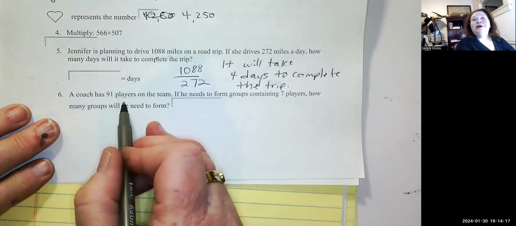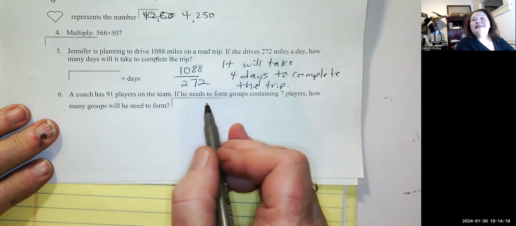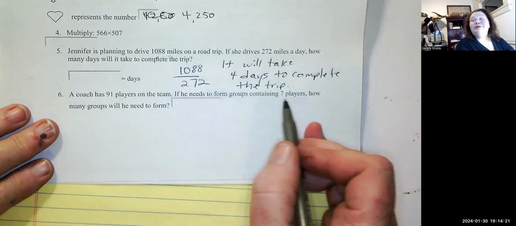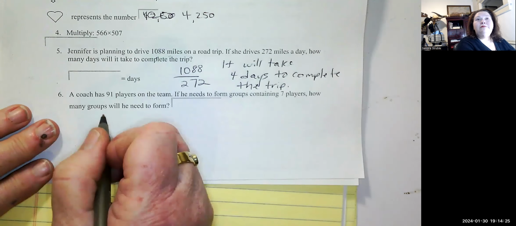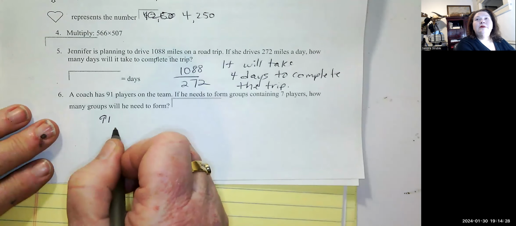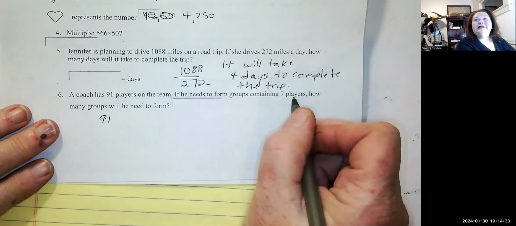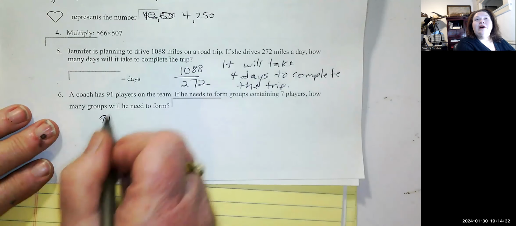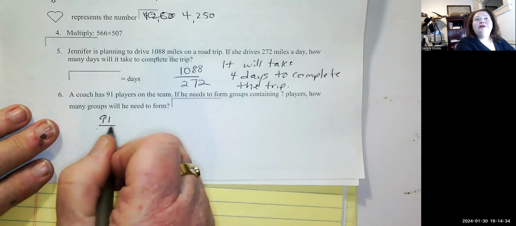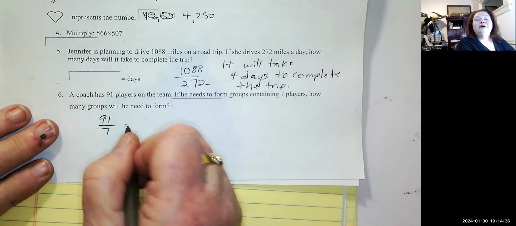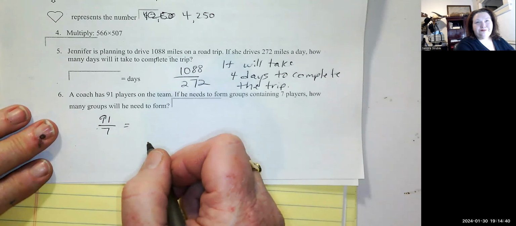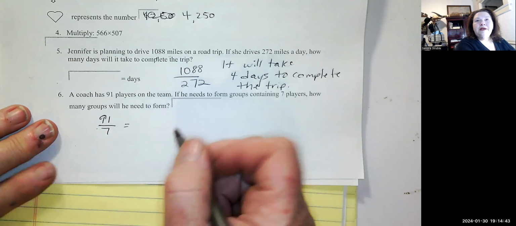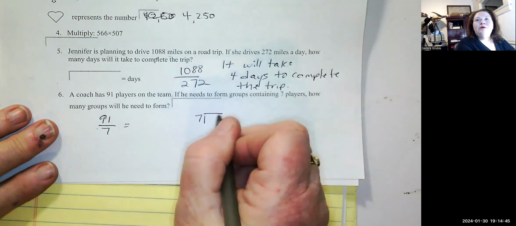A coach has 91 players on a team. If he needs to form groups containing 7 players, how many groups will he need to form? Well, there are 91 players and we need 7 players per group. So we're going to have to divide 91 players by 7 to find out how many groups we're going to be able to make. This may not divide evenly; we may have some people left over. Let's try 7 into 91.